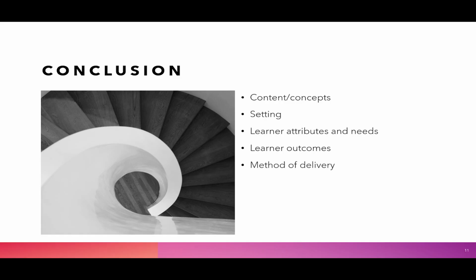The nurse educator should also consider the learning styles of students. Learning outcomes should be used as a starting point to create a teaching plan. Lastly, the method of delivery should be considered.